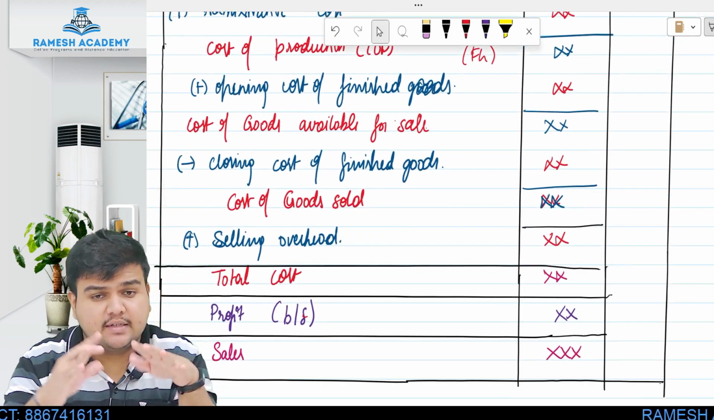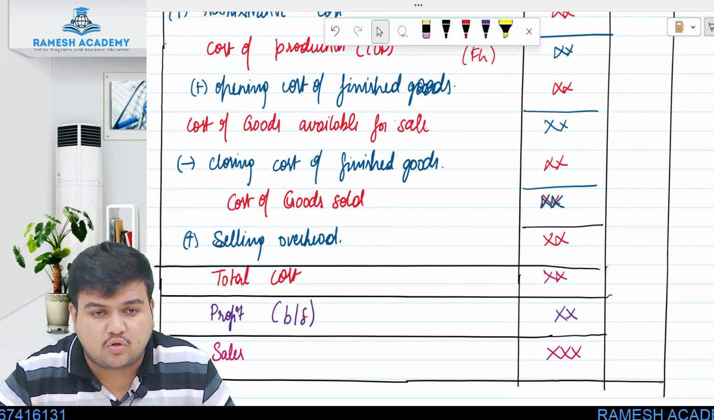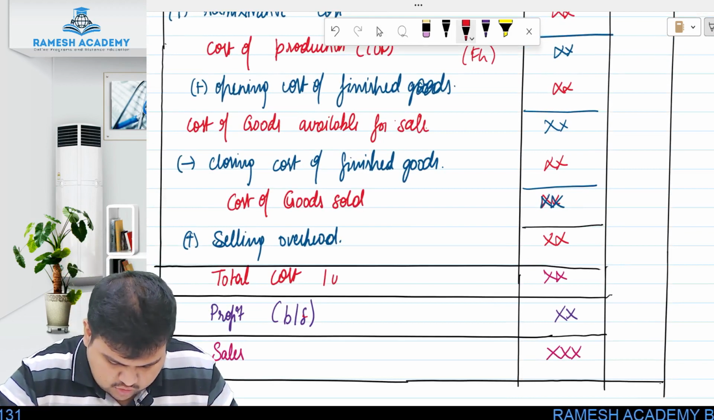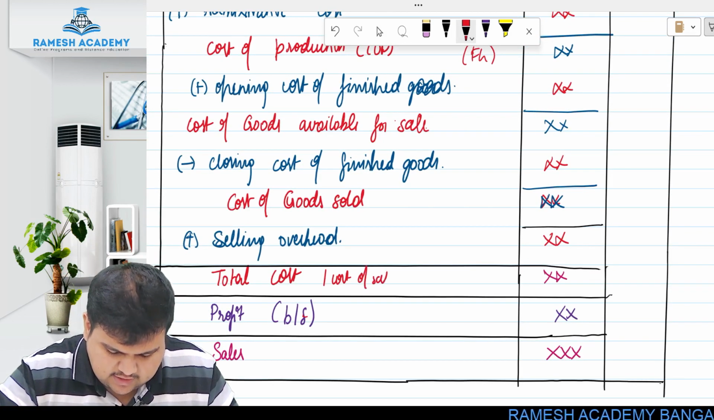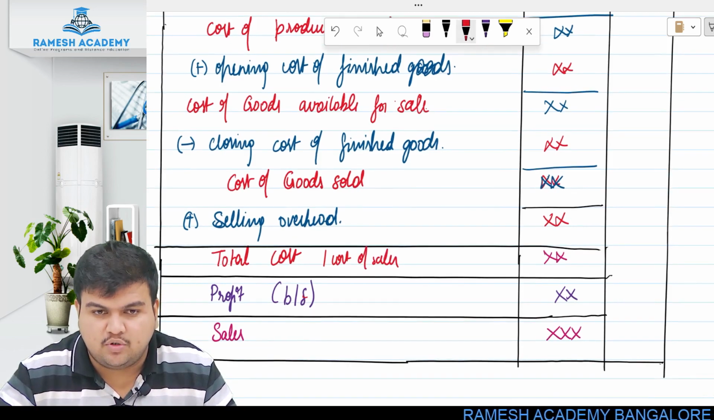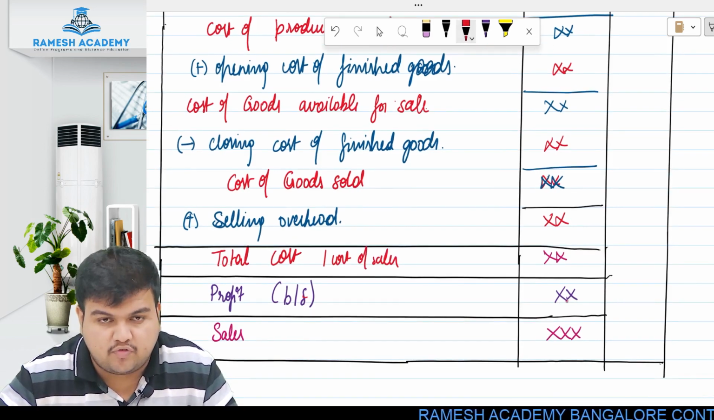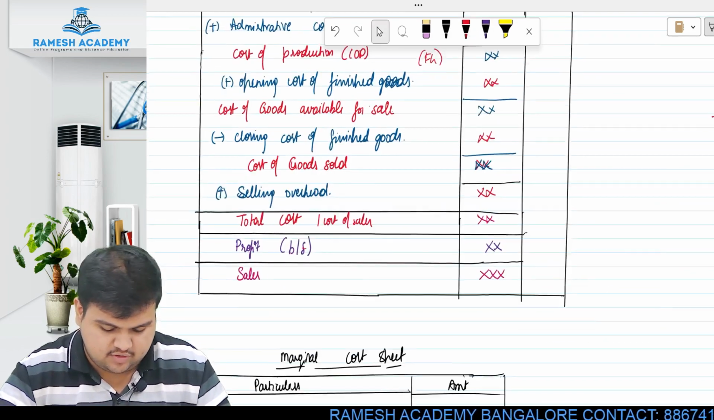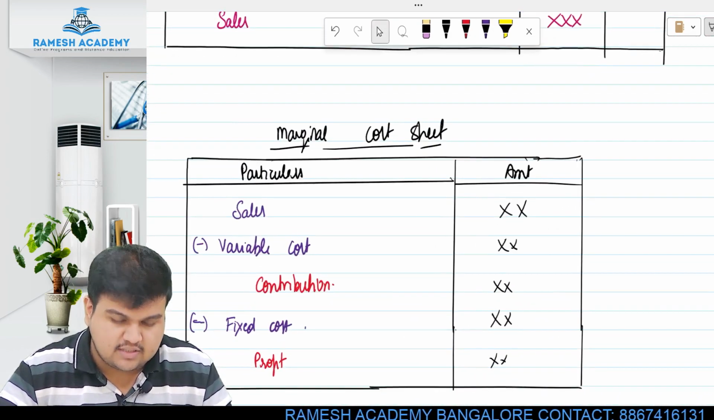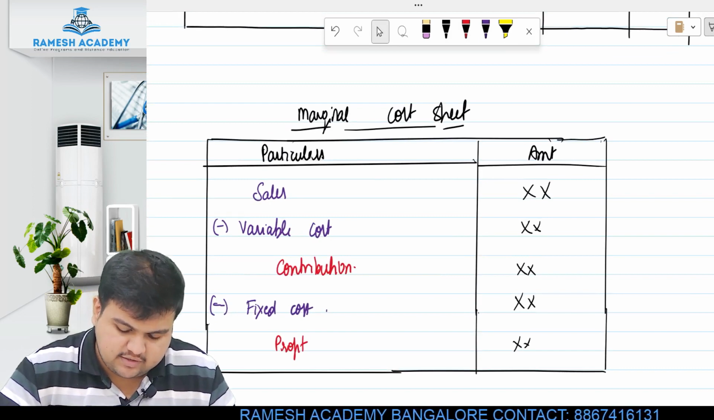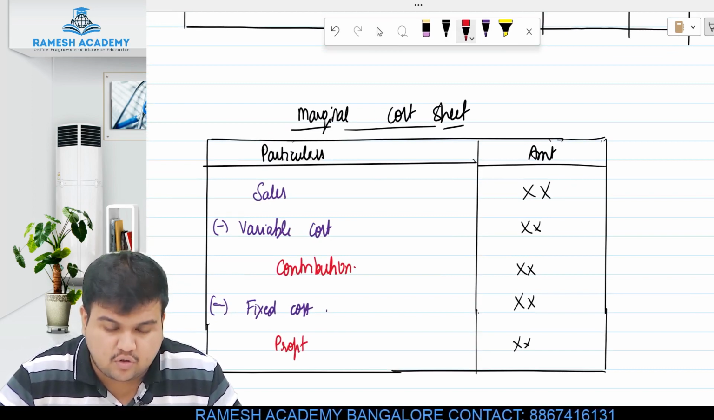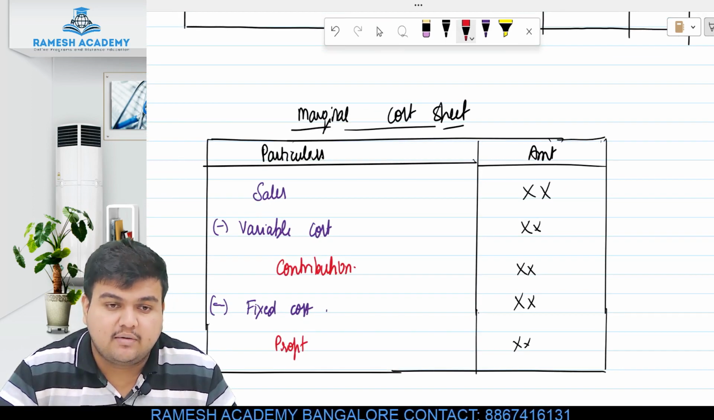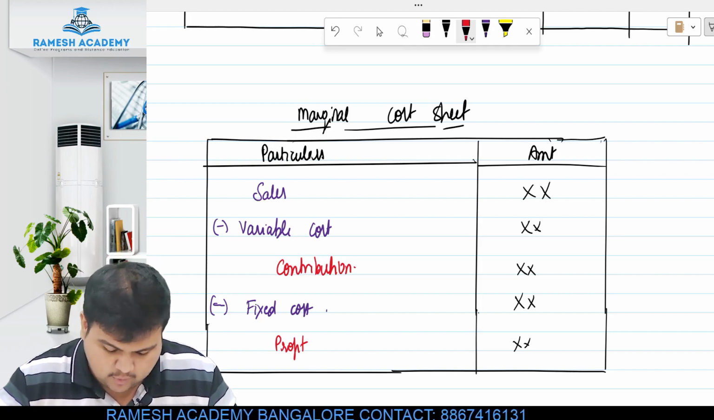Okay, adding selling overhead, you get the total cost or cost of sales. Adding that, if the sales amount is given, the balance figure is profit. If profit percentage is given, add the profit percentage, you will get the sales amount. Then if you want a marginal cost sheet, that is sales amount minus any variable cost, you get the contribution, and deduct the fixed cost, you will get the profit.